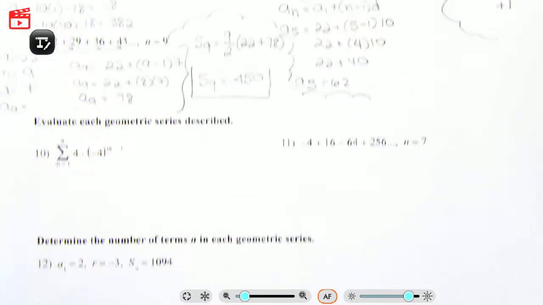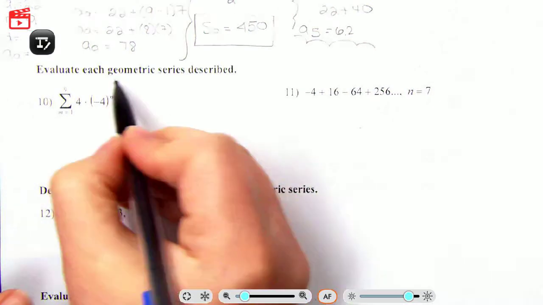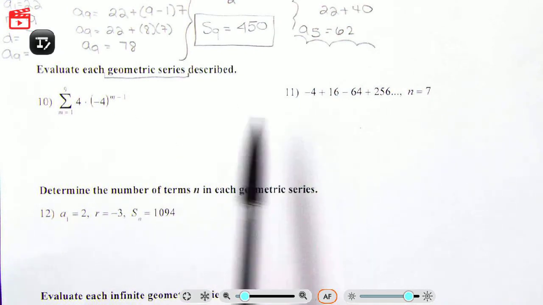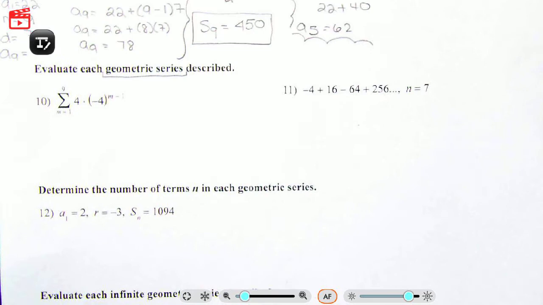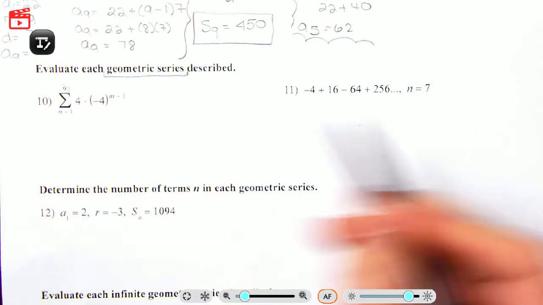Okay, number 10. Number 10 is asking us to evaluate each geometric series. So again, different formulas. Now in this geometric series, we notice this is a finite geometric series. We know it's finite because it tells us what the end term is.